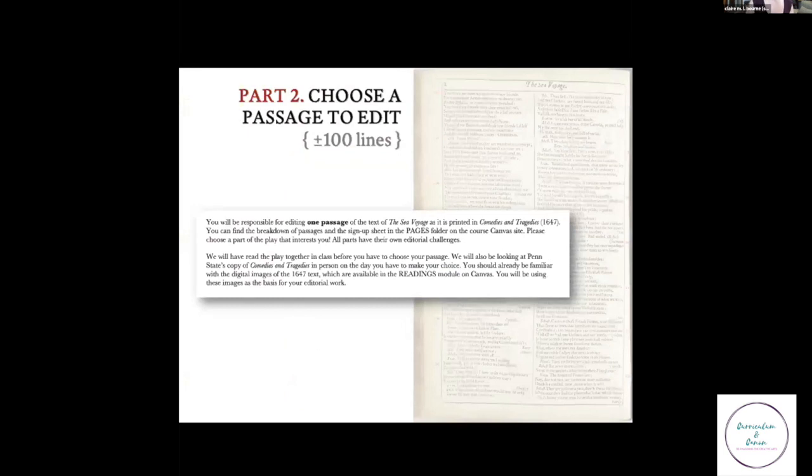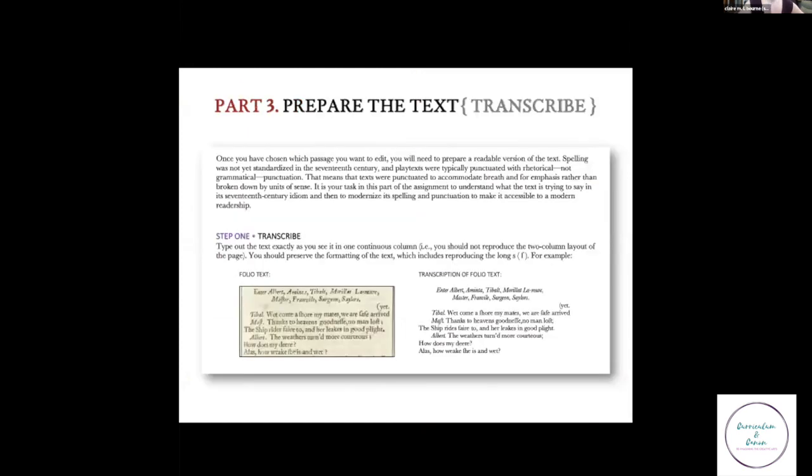Then they chose about 100 lines to edit. So I broke the play down into 100-line chunks. And I actually had 2 students editing each set of 100 lines. They would edit separately, but they could consult each other if they wanted to. And we had some workshops in class where they did that. Then prepare the text. There are a few steps here. I had them transcribe.